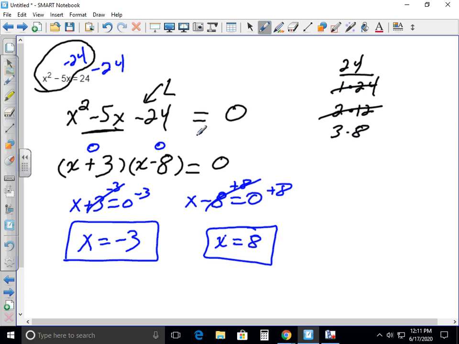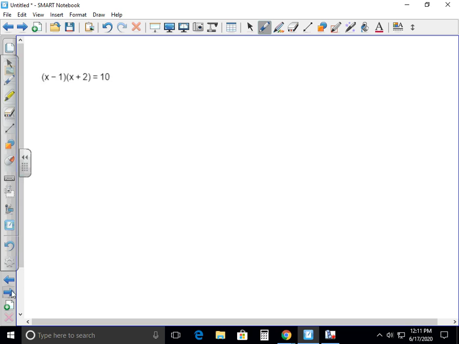So that's the 0 product rule. Have to have a 0 on one side, have to have a product on the other. Okay, this one is a little bit different as well. We have a product on one side, but we don't have a 0 on the other side. We have to have both. We have to have a product and a 0. So to get a 0 on the right side, we could take 10 away from both sides.